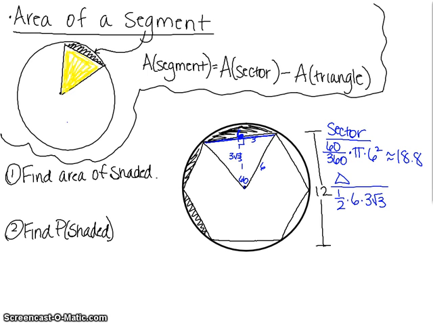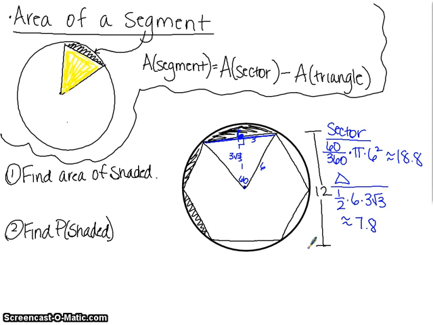So we already found the area of the sector, which was about 18.8. Now we want to figure out the area of the triangle. And we were at 1/2 times 6, which was the base, times 3 times the square root of 3. So for the area of that triangle, we should get about 7.8 rounded to the 10th.